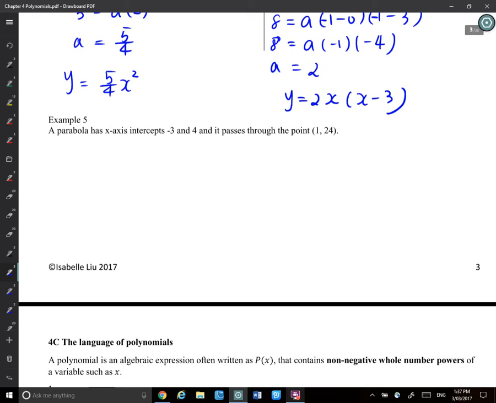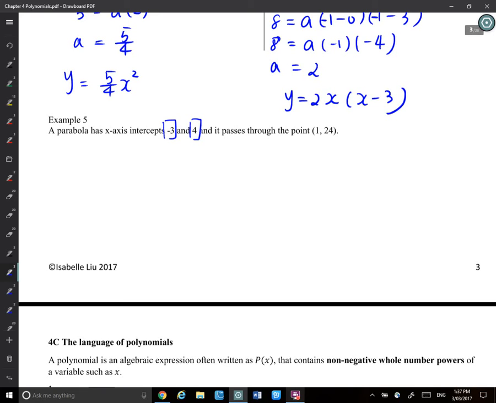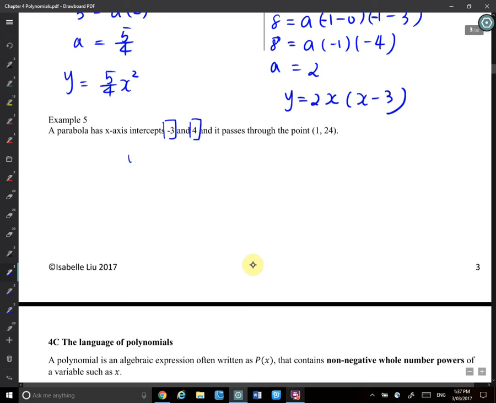Okay, a parabola has x-intercepts at minus 3 and 4. You need to have information for 2 x-intercepts, okay? If you know the y-intercept, it doesn't help. It must be 2 x-intercepts. So you write y equals a bracket x minus minus 3 and x minus 4. So y equals a(x plus 3)(x minus 4).